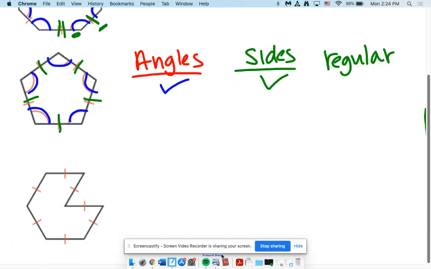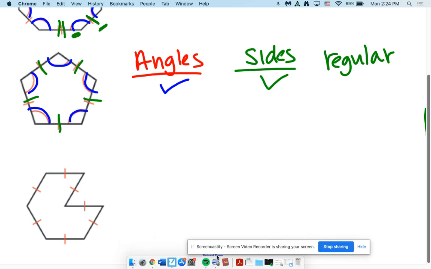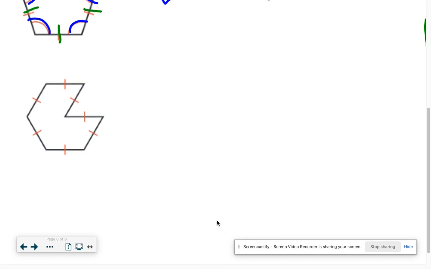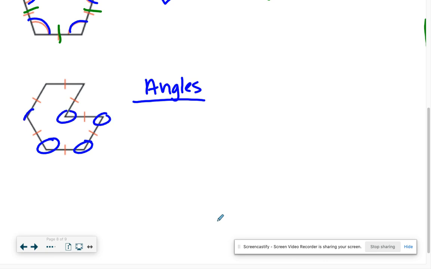Now our last one here. Oops, how am I going to do this? One second, guys and girls. There we go. Okay, this last one, if we check our angles, well, if we look in all of our angle spots, we don't know anything. So right then and there, we can already say it's not regular. We don't even know anything about our angles, so not regular.